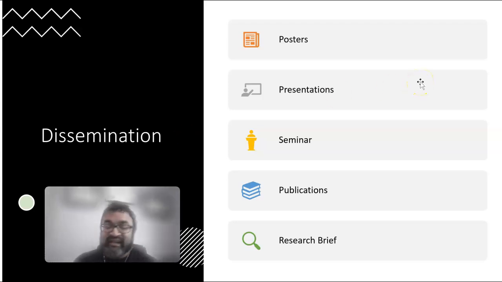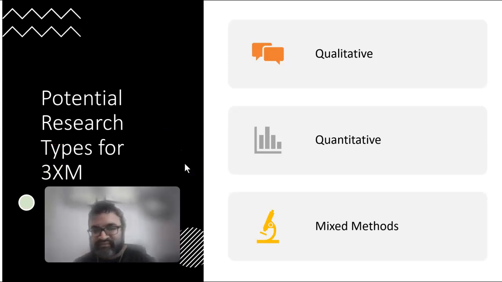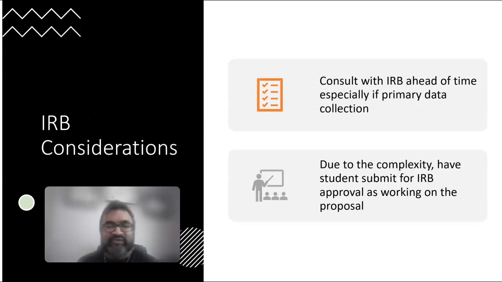So dissemination is kind of similar to when you complete a regular dissertation. I always encourage students to complete posters, presentations, deliver seminars, of course engage in publications, and even research briefs. Again, I already went over this. Traditionally we only accepted quantitative secondary data analysis, then we extended to primary data, and currently we have the opportunity to do qualitative as well.